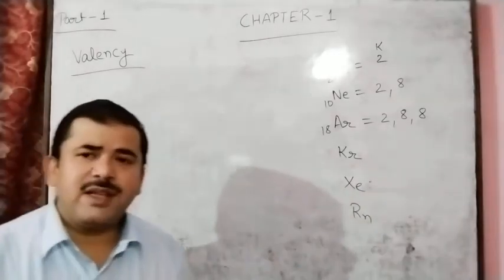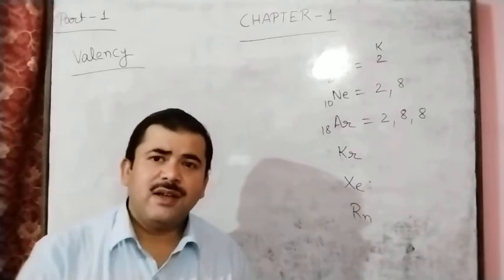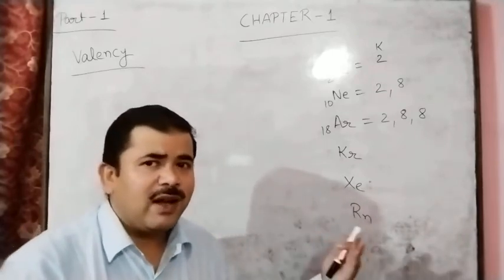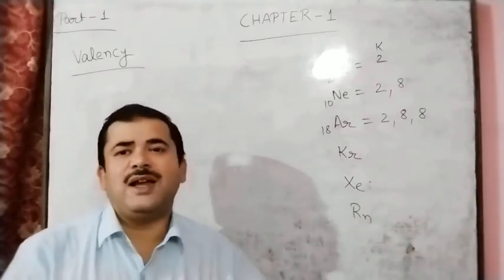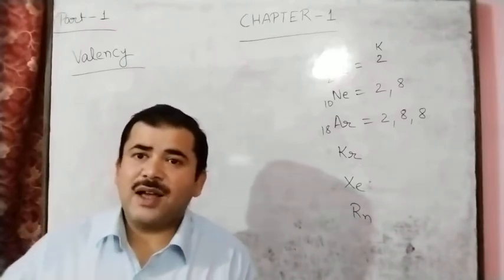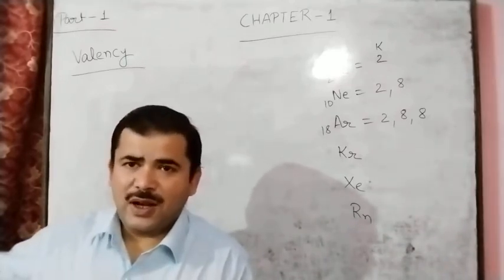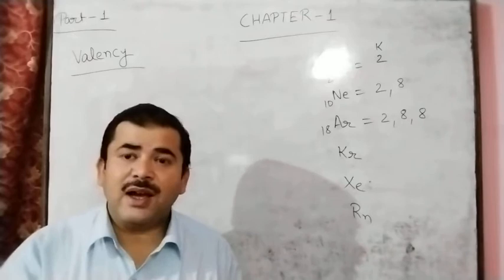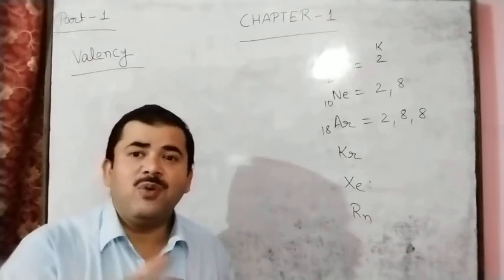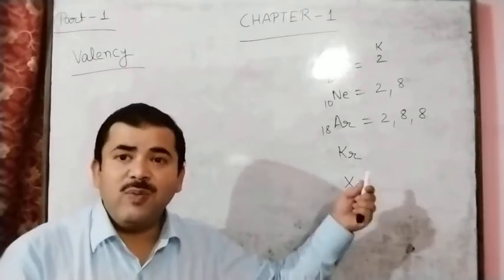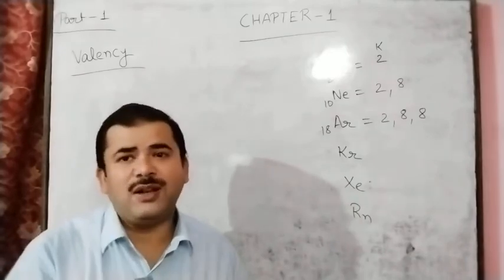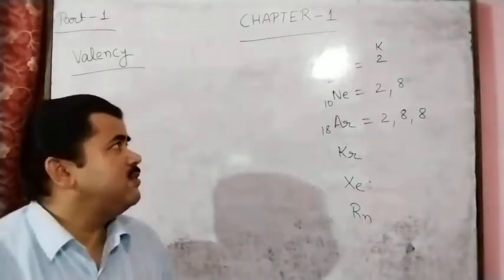And in the atomic sense, stability means acquiring the electronic configuration of a noble gas element. Atoms of other elements acquire the electronic configuration of a noble gas element, because noble gas elements are totally stable.